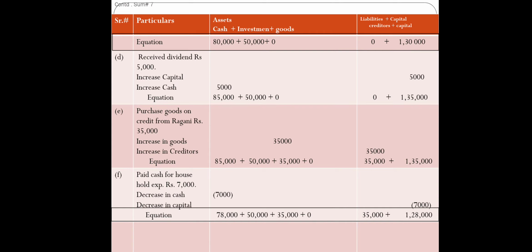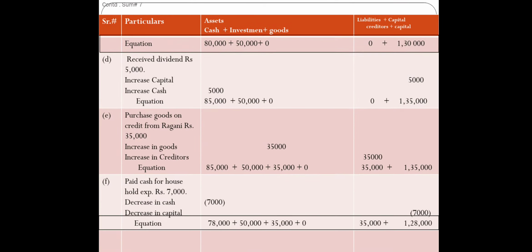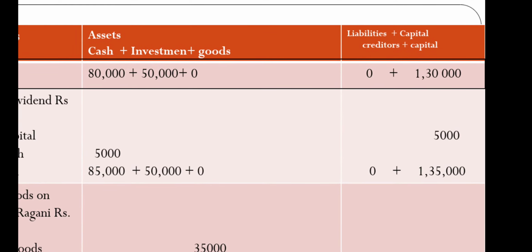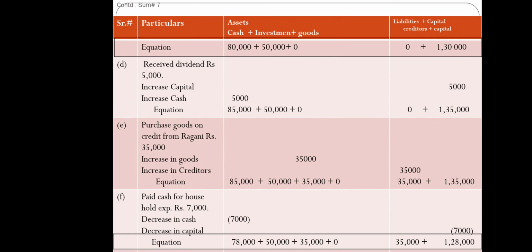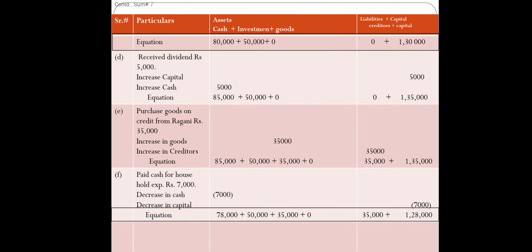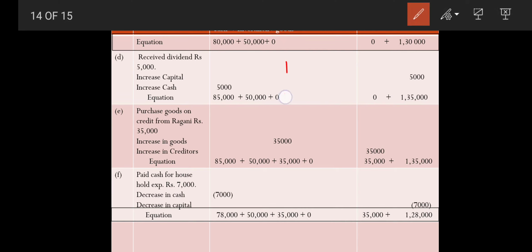Next comes purchase goods on credit from Ragini. So here we are purchasing goods, and the name of a party is given. Obviously it is a creditor, so a new column will be introduced, and you can see I have drawn creditors as a new column. Here goods are coming into the business, so a goods column will also be introduced. Goods and creditors give us the final conclusions, and the equation will be set up towards this.